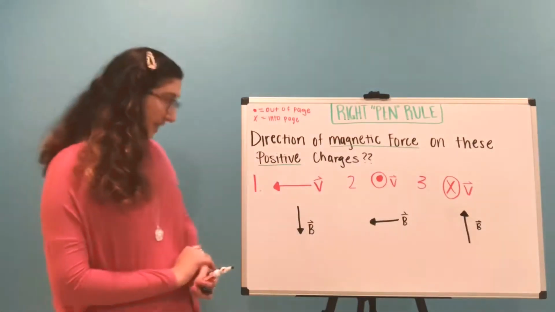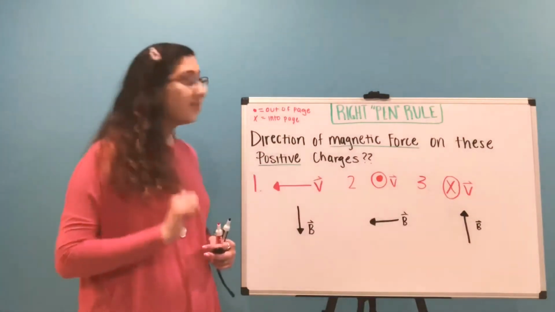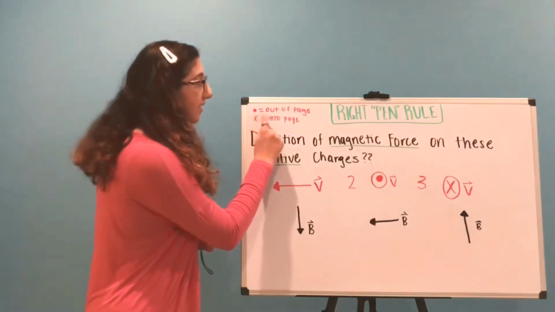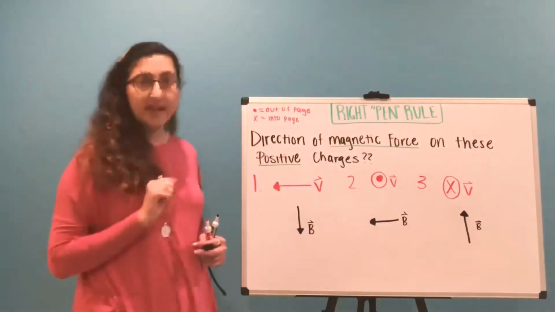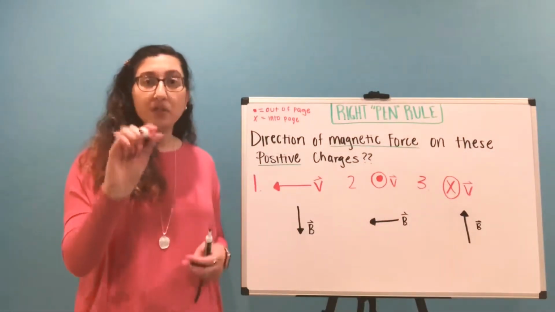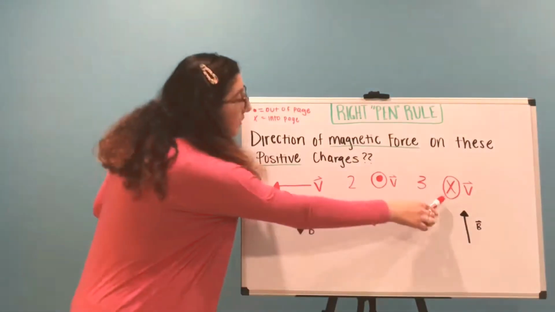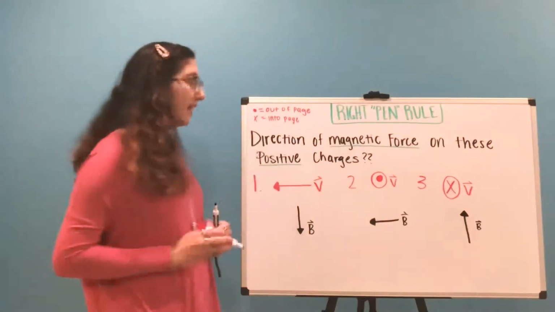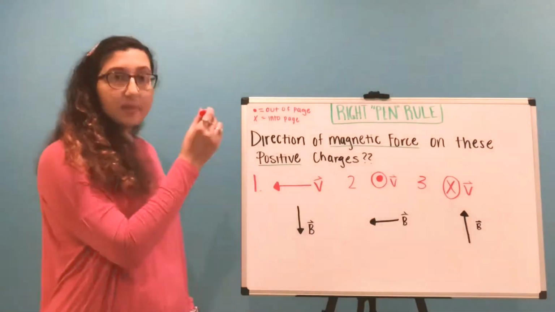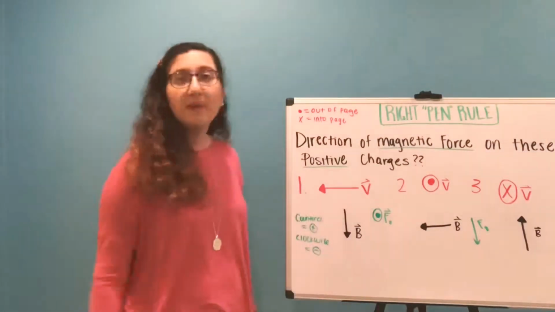I just want to indicate that a circle or a solid dot indicates that it is pointing out of the page. If you imagine an arrow pointing towards you, you see the arrowhead only as a dot. Now, an X will indicate that it is going into the page, because when the arrow is going into the page, you will see the tail feathers. Now we will begin with number 1.